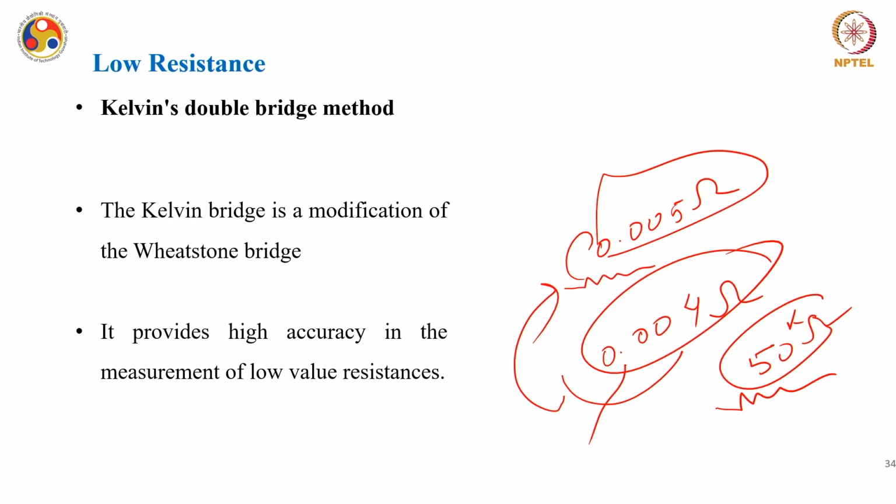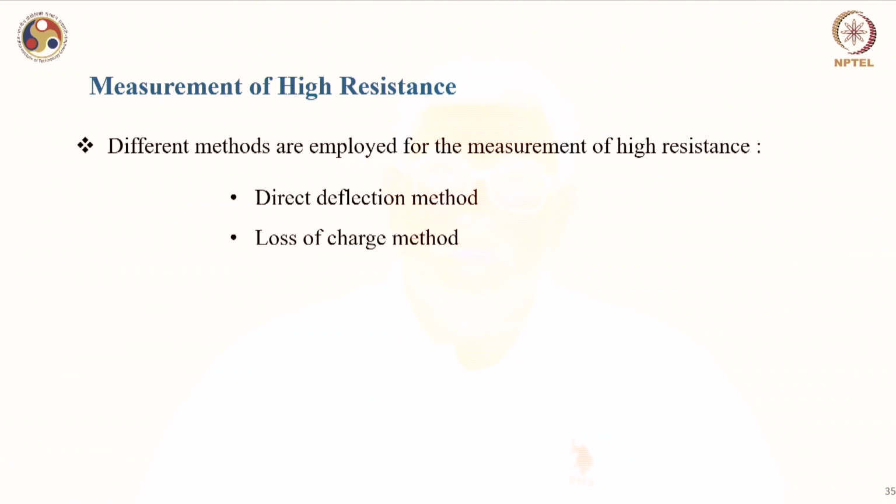We have seen that based on the Wheatstone bridge we defined another bridge, which is known as Kelvin's double bridge method. We used certain resistances, or ratio of resistances, in such a way that it totally eliminated any effect of the lead resistance. So it provided us very high accuracy and avoided any lead effect. Then we saw high resistance measurement, and there are different methods, out of which we discussed two: the direct deflection method and the loss of charge method. We defined one guard circuit in this measurement.